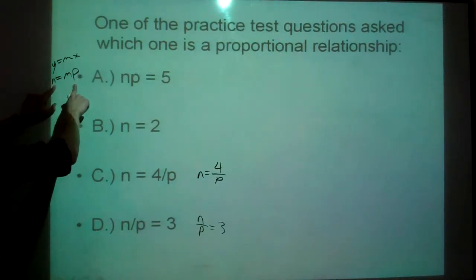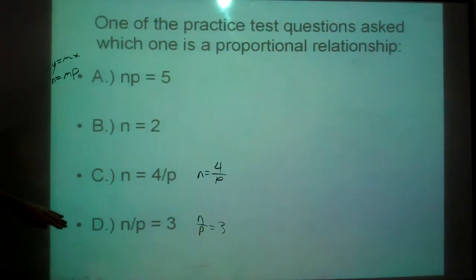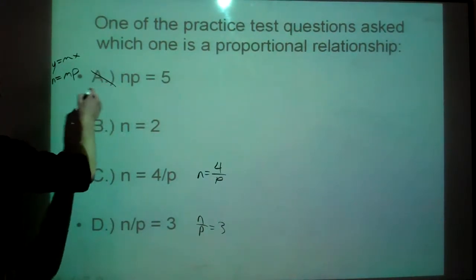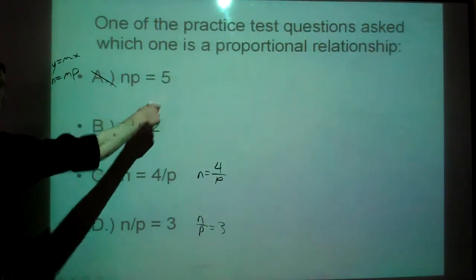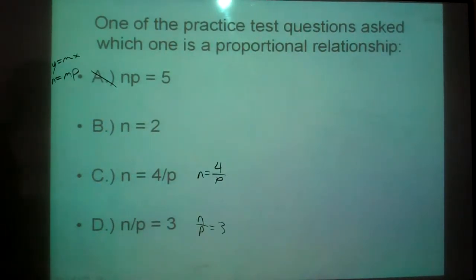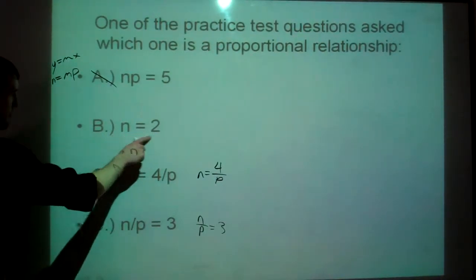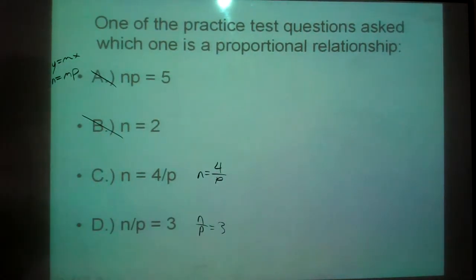Our two variables are n and p. We need a number right here. None of these look like they are in that form. However, if we manipulate them a little bit, it might. I can tell you right now, this is wrong. Okay? We don't want A. A is not in this format because we need the number to be right here. Okay? This is n times p equals 5. That's not what we're looking for. N equals 2, it only has one variable. If we were to actually graph this line, it would not be proportional. That's gone. You need two variables to have a proportional line. So it has to be C or D.